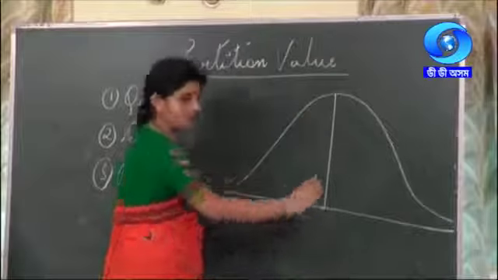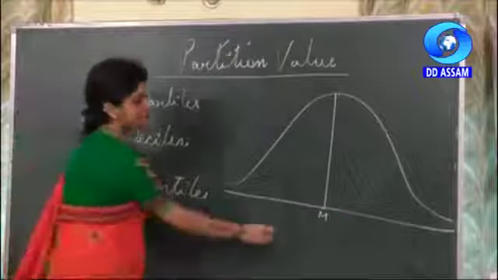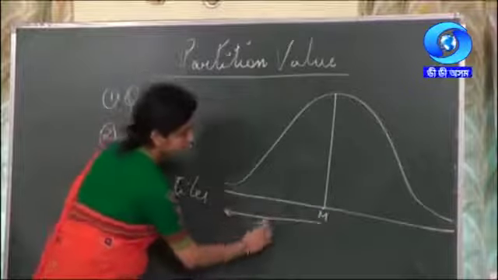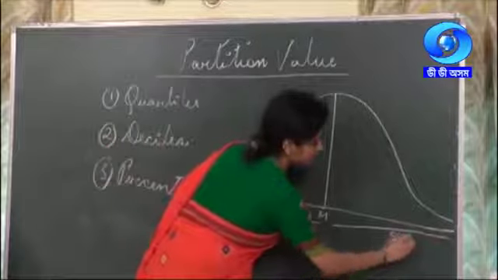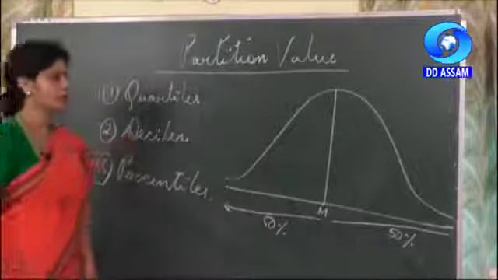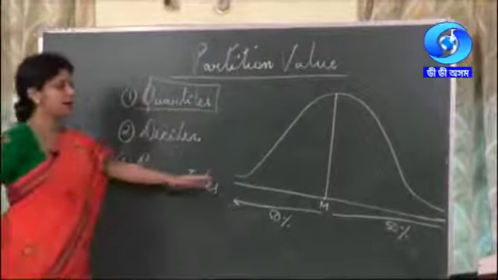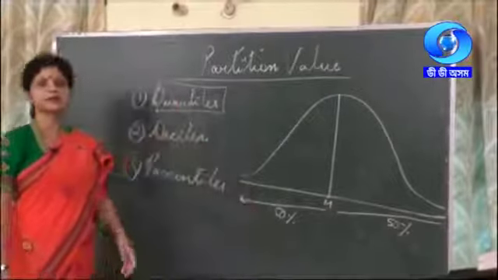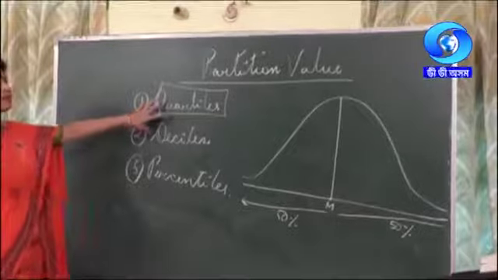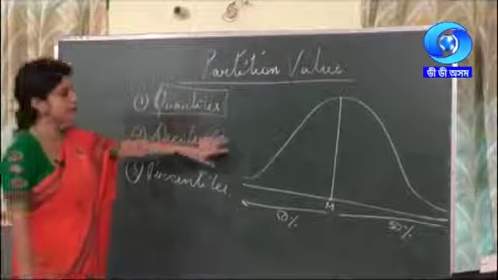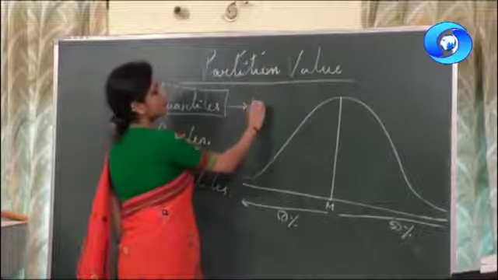Median, I said, is the middlemost value, so median will be here. All right, so below median we have 50% of the observations, above median we have 50% of the observations. Okay, so what are quartiles? Median divides into two parts. Quartiles are such partition values which divide the distribution into 4 equal parts.